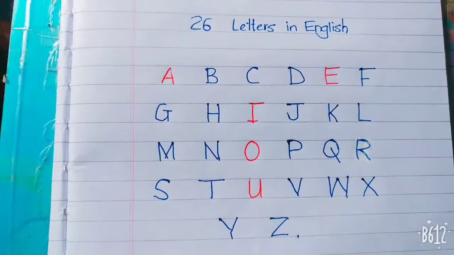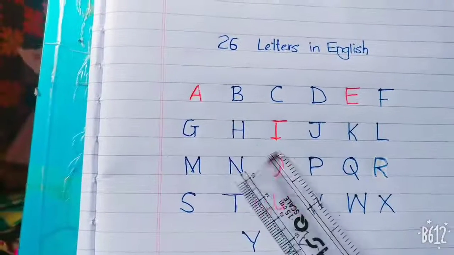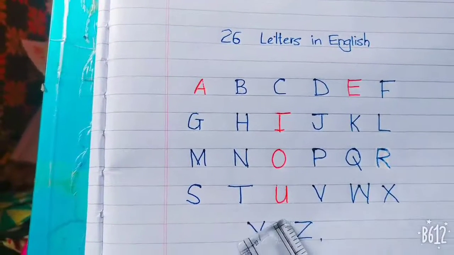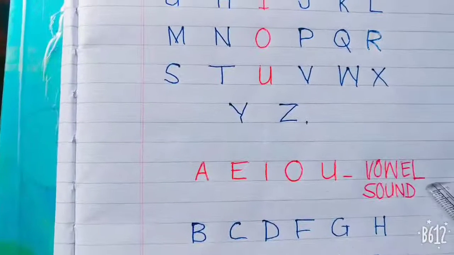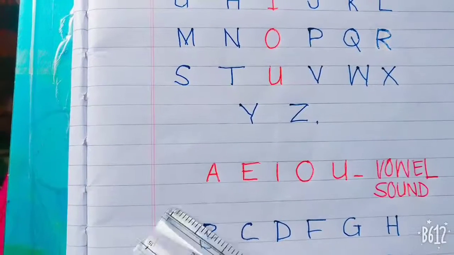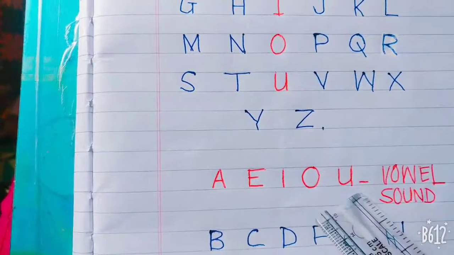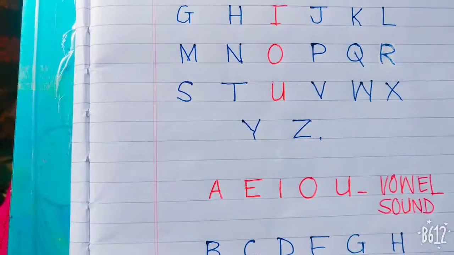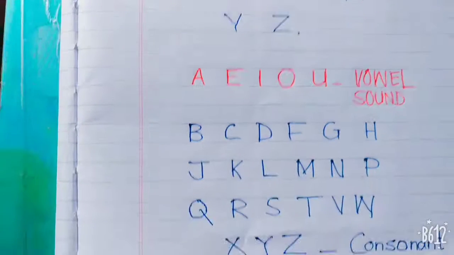So now let's see the letters A, E, I, O, U. All those letters are called vowel sounds. A, E, I, O, U are vowel sounds. Those produce vowel sounds. All those letters produce sounds.